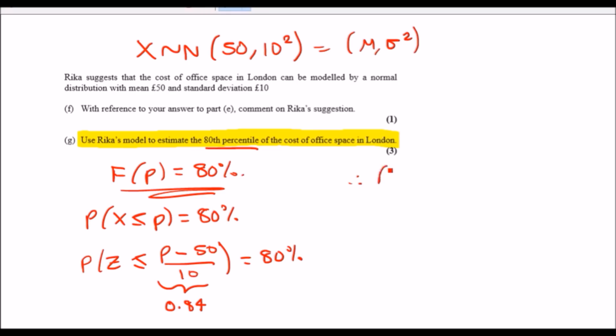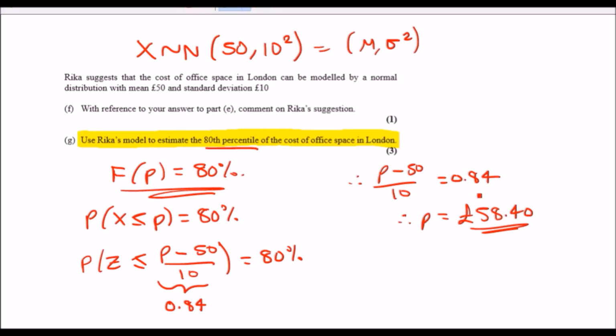So then we just say, therefore, p minus 50 over 10 must equal 0.84. Then you just solve it. Times 10 across, and then add 50, and you should get about 58 pounds 40-ish, to three significant figures, because that's all we can do.